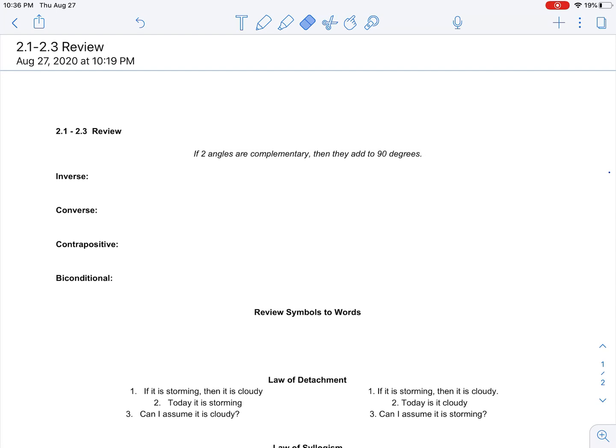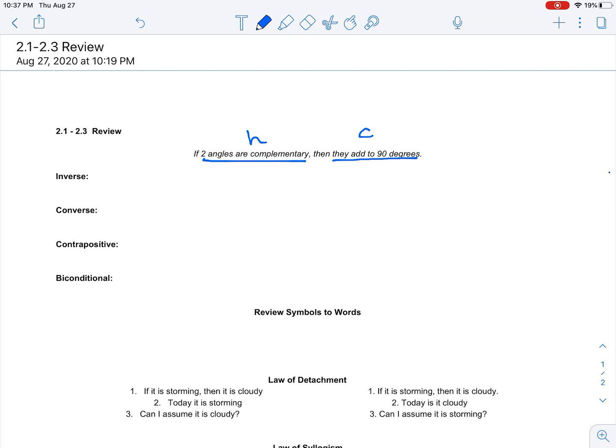2.1 through 2.3. We started with conditional statements, which were if-then statements. So if we have our if-then statement, we had a little bit of confusion with recognizing our hypothesis and conclusion at the beginning of the week. Okay, remember your hypothesis is anything after the if, so two angles are complementary would be our hypothesis. If is not included in it. And then your conclusion would be anything after the then. Okay? So they add to 90 degrees. Then is not included in the conclusion.